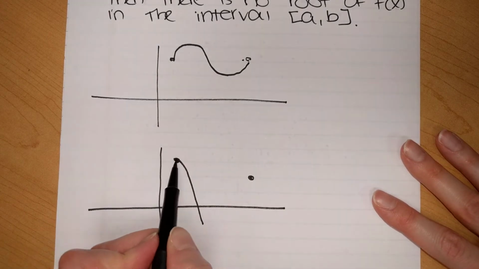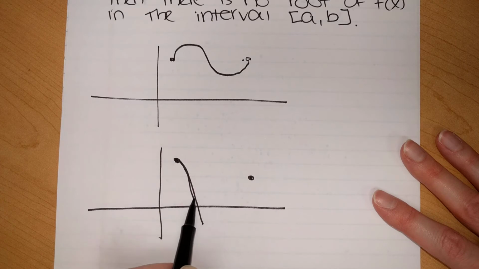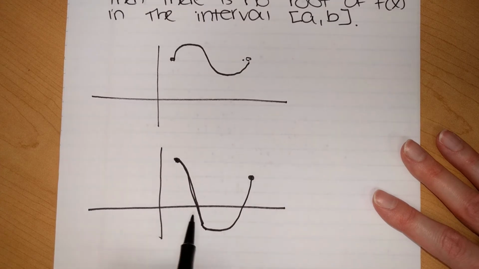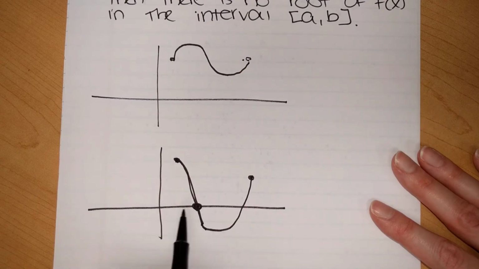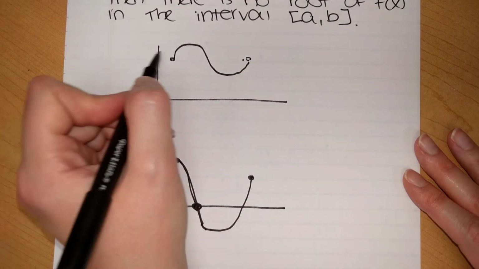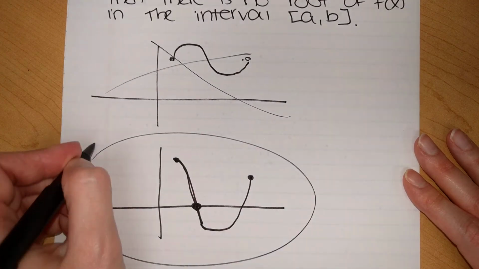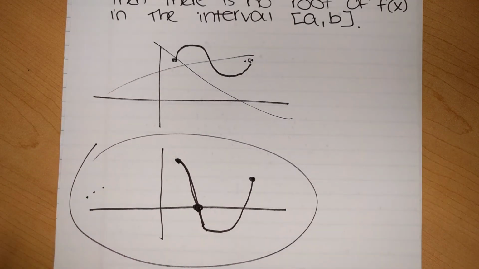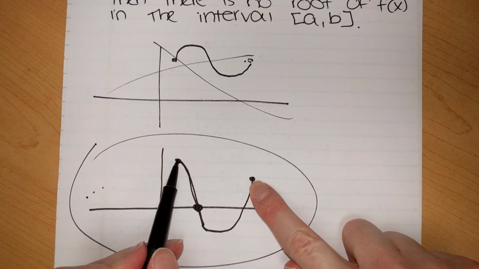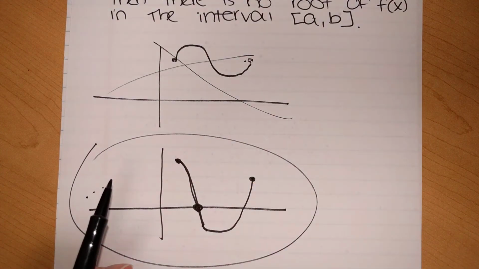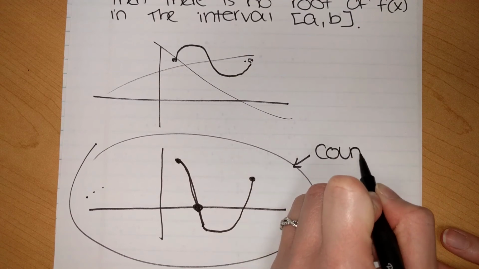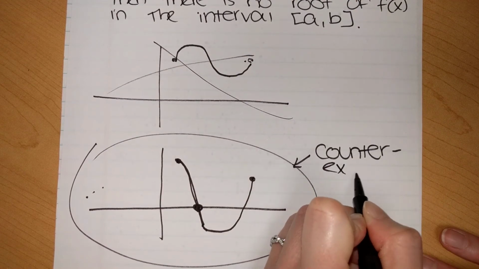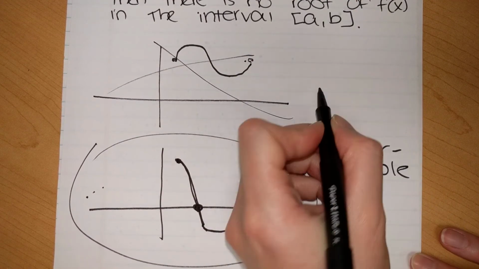So I could do that, right? Because I could start at f(a), I could squiggle down, and if I got to go back to f(b), I could potentially cross the x-axis and have a root. So this one doesn't really show anything, but we could draw this picture as a continuous function where f(a) and f(b) are greater than 0, but there is a root. So this would be classified as our counterexample to show that that statement is a false statement.